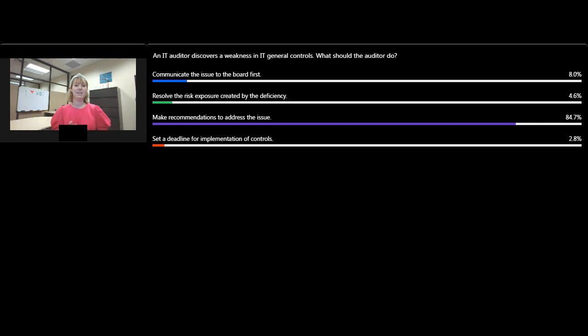So for example, if we found a risk exposure and management said, we will have a control in place in the next 20 years, we might challenge and say, we feel that you should implement a control sooner than that. 20 years would allow a lot of risk to occur, and that would exceed our risk appetite. But we would not be the ones setting the actual deadline for the implementation of controls.